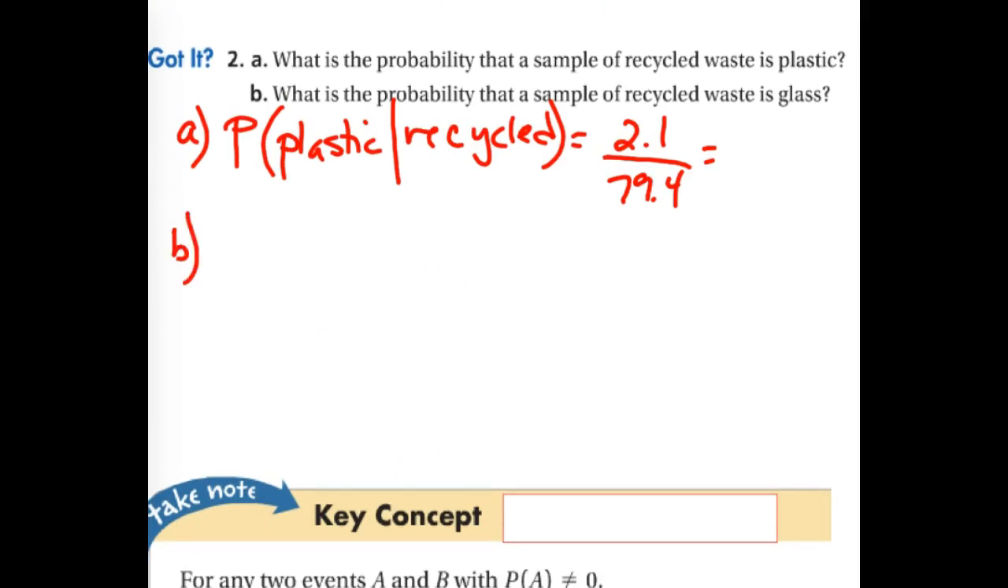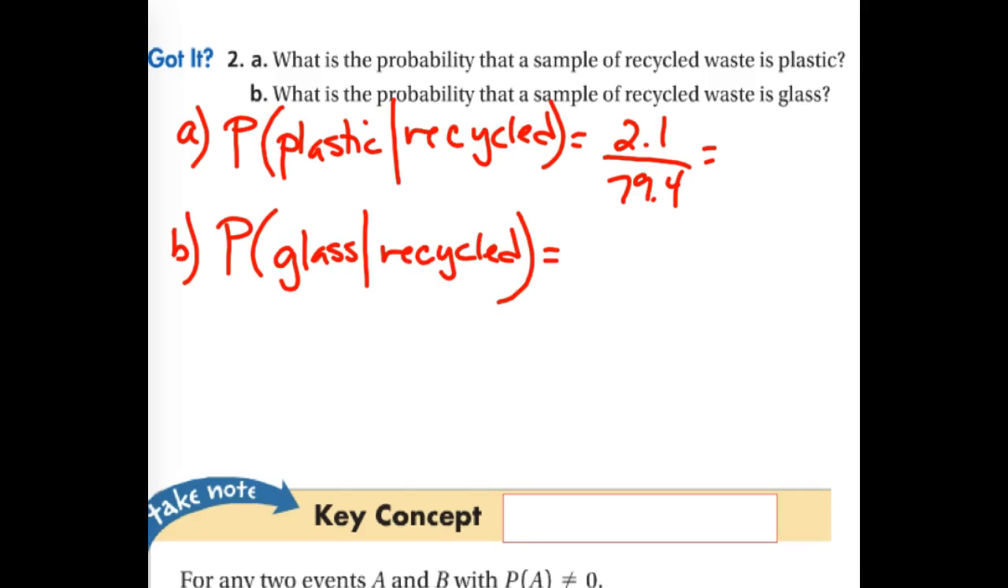For the second part, we want the probability that it is glass given that it's recycled. How much glass was there? 3.2 out of 79.4. We're not getting 57 for these, are we? No. Told you they're not all 57%. First one is what? Can you narrow it down one more decimal? About 2.6%. Okay. And second one? Okay. Questions about that?